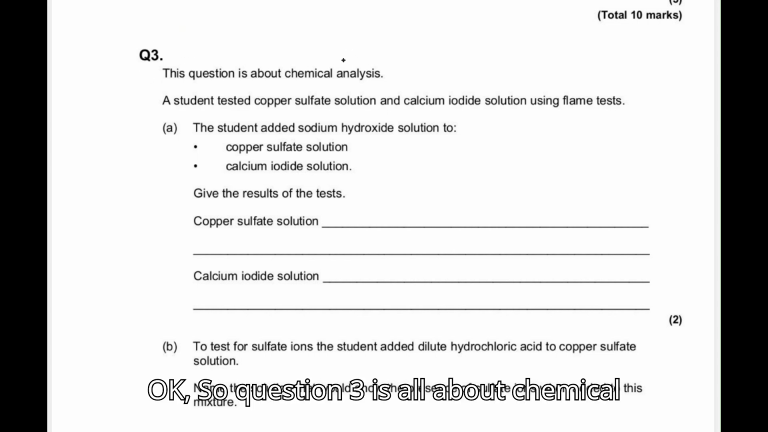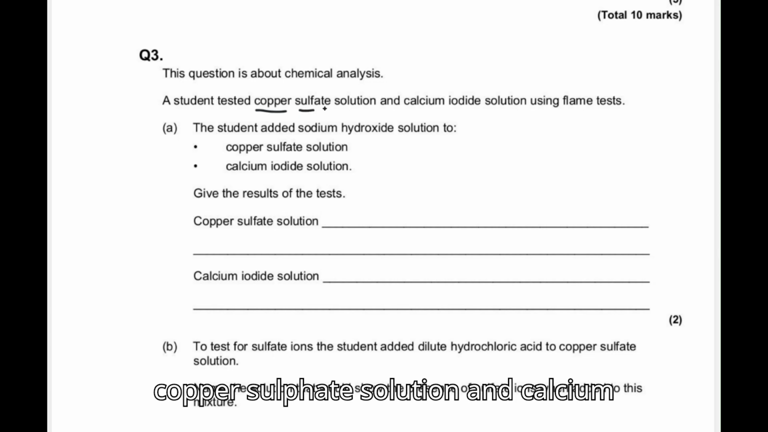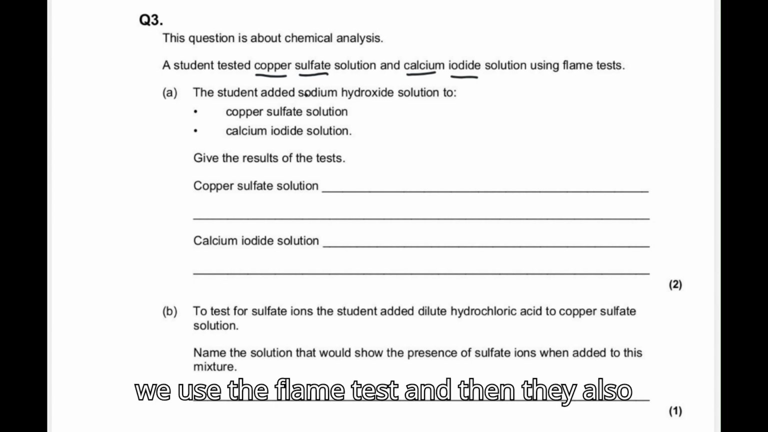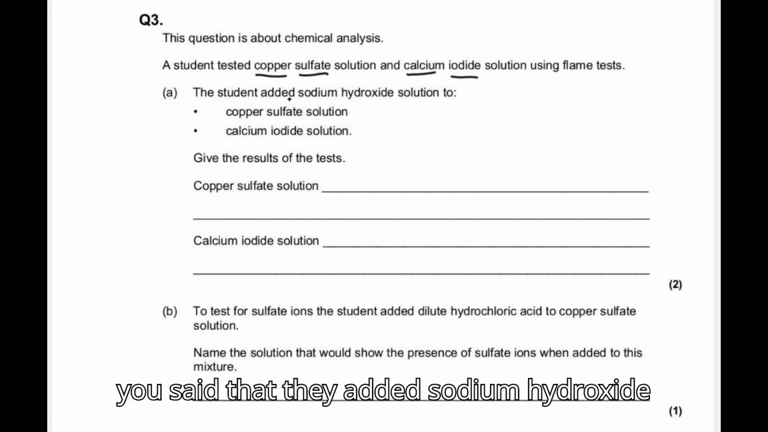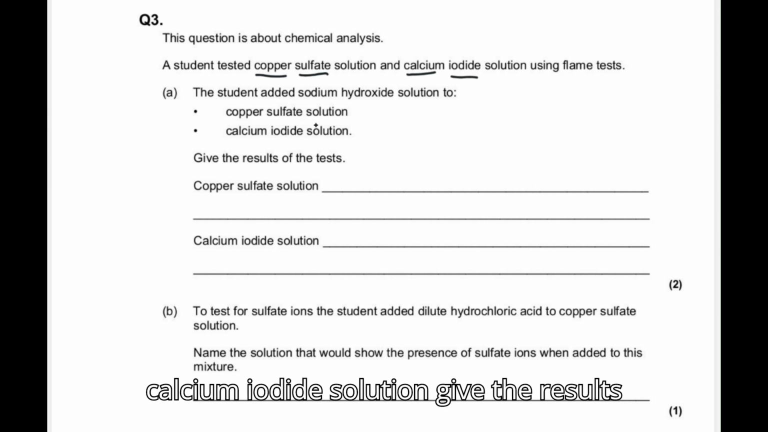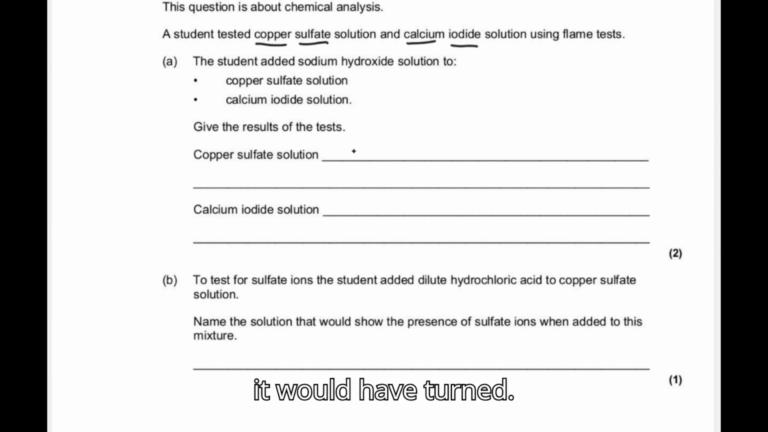Okay, so question 3 is all about chemical analysis as well. A student tested copper sulfate solution and calcium iodide solution using flame tests. So if we're using the flame test, and then they also said that they added sodium hydroxide solution to copper sulfate solution and calcium iodide solution. Give the results of the tests. So for the copper sulfate, it would have turned to a blue precipitate.